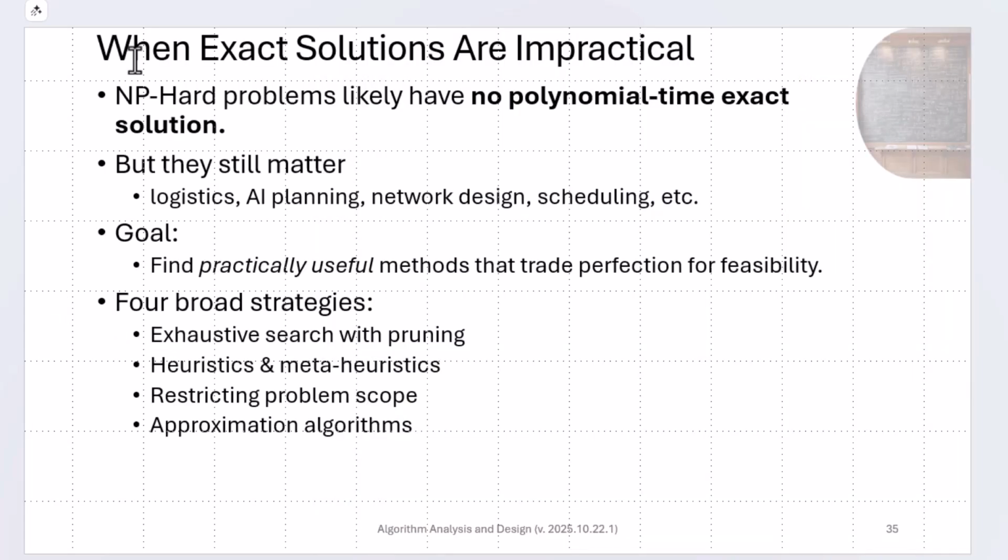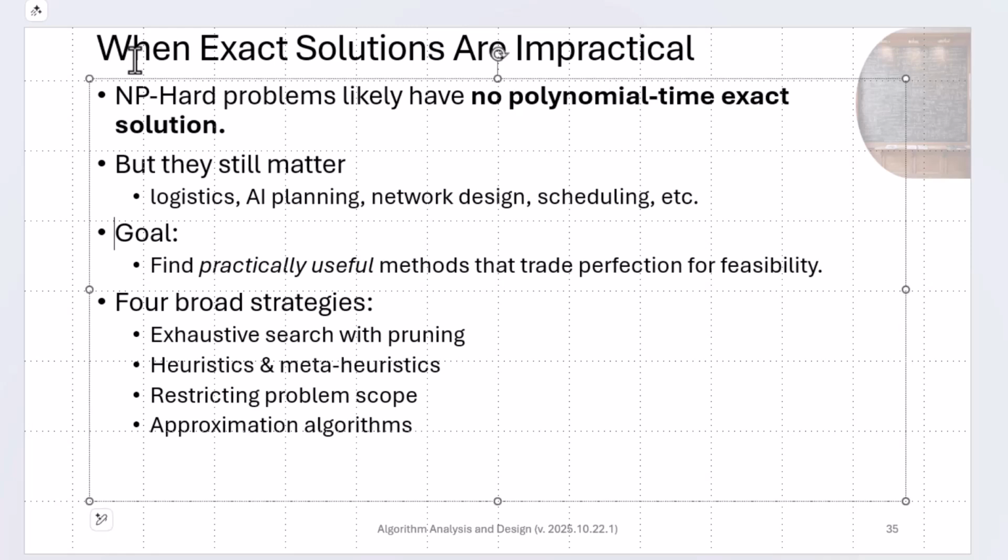Handling NP-hard problems. When exact solutions are just impractical, NP-hard problems likely have no polynomial time exact solution, but they still matter in logistics, AI planning, network design, and scheduling. So the goal is that we want to find practically useful methods that trade perfection for feasibility. So we're sometimes willing to have suboptimal solutions.